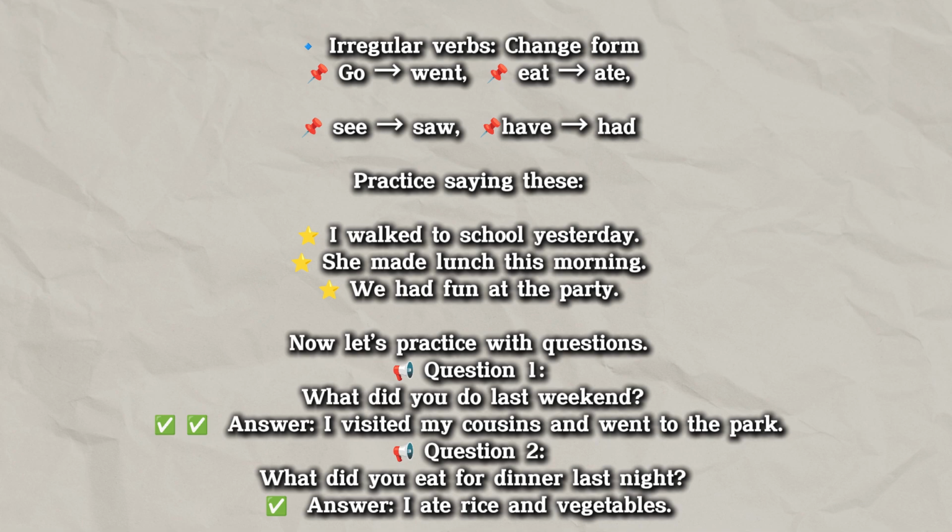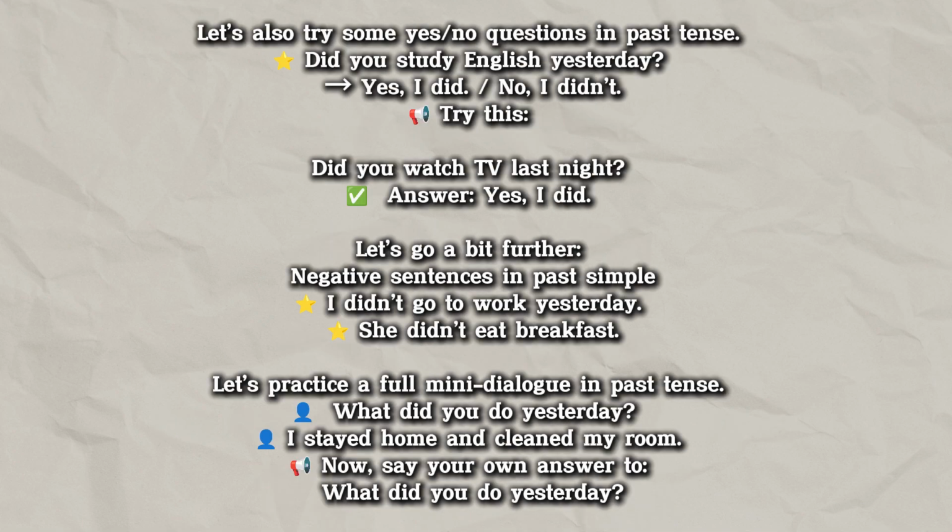Now, let's practice with questions. Question 1. What did you do last weekend? Answer. I visited my cousins and went to the park. Question 2. What did you eat for dinner last night? Answer. I ate rice and vegetables. Let's also try some yes/no questions in past tense. Did you study English yesterday? Yes, I did. No, I didn't. Try this. Did you watch TV last night? Answer. Yes, I did.